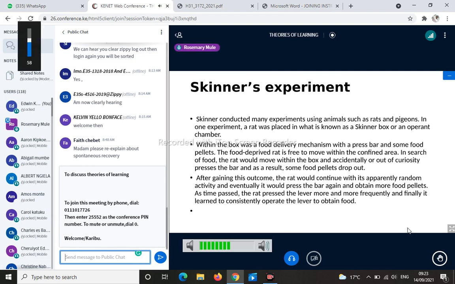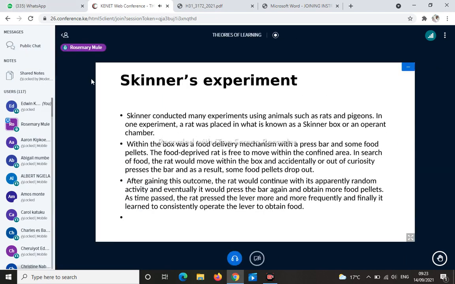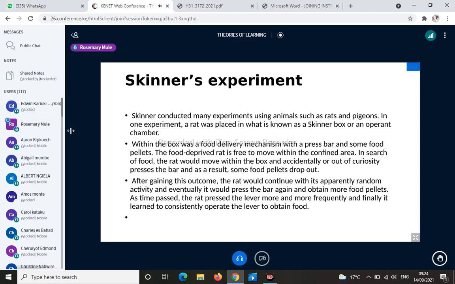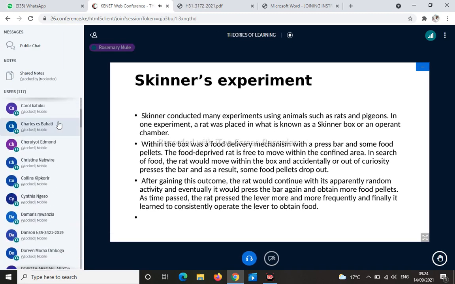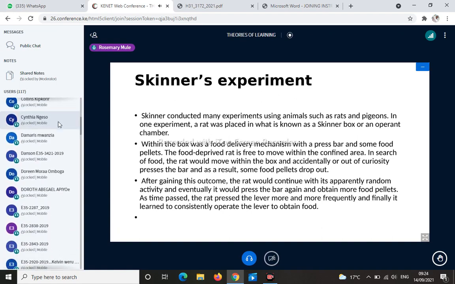Skinner conducted many experiments using animals such as rats and pigeons. And in one experiment, a rat was placed in what is known as a Skinner box or an operant chamber. Within the box was a food mechanism with a press bar and some food pellets.